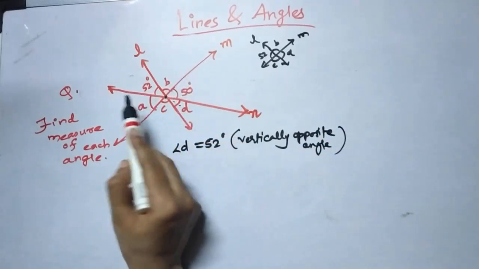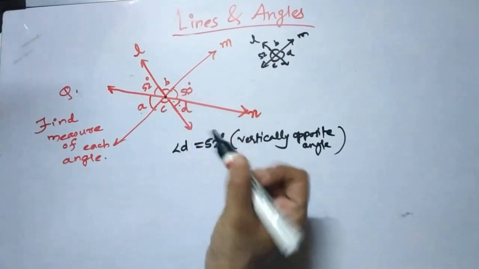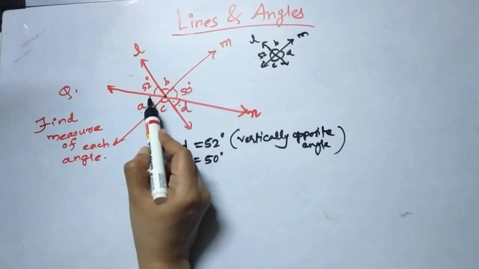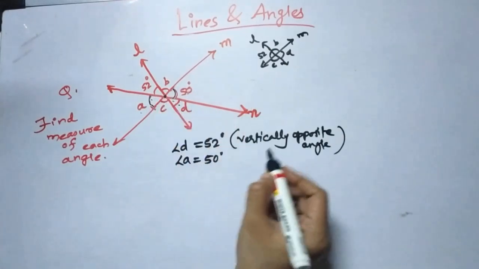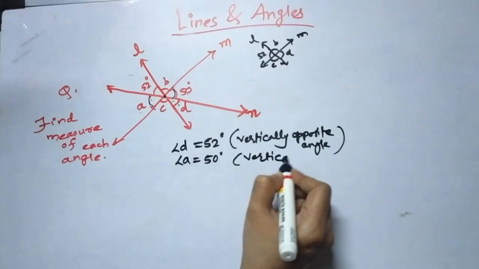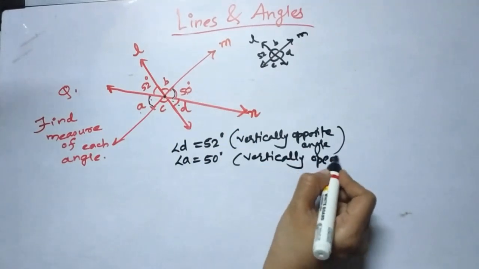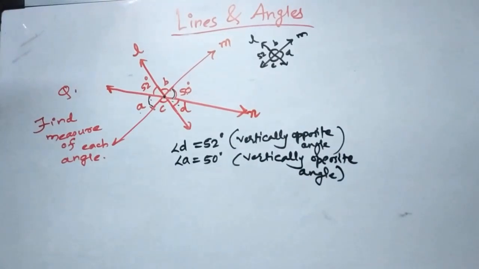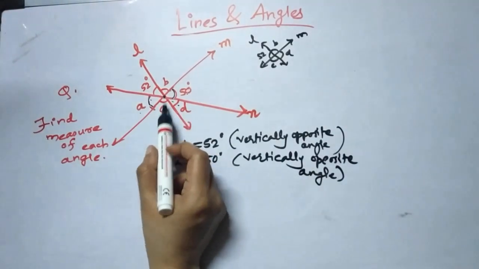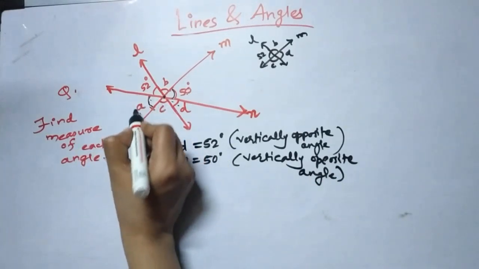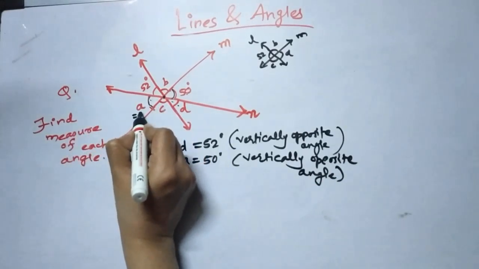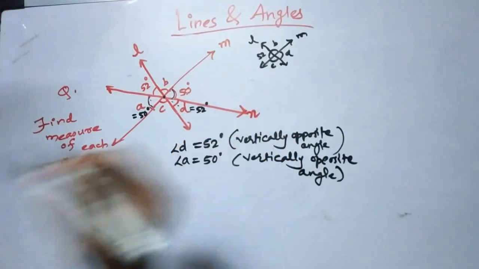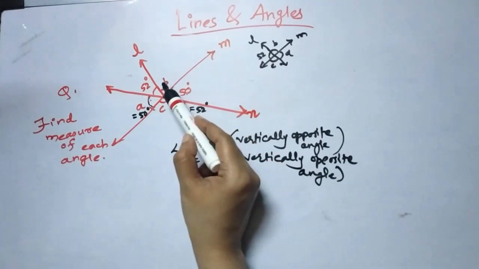Again you can see here this angle A is equal to this 50 degrees. These are vertically opposite angles. So now we have the values, so we'll keep them here. A is what again? 50 degrees. Angle D is what? 52 degrees. We need to find out this B and C.